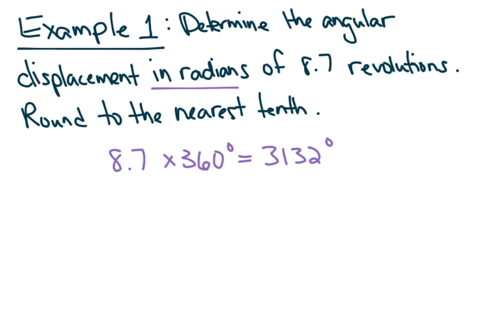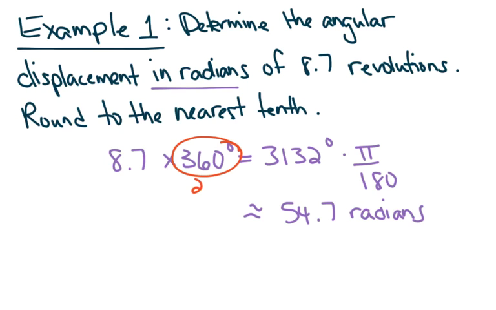But now we want to change this to radians, and we learned how to change degrees into radians by multiplying by pi over 180. So 3132 times pi over 180 is going to give you approximately 54.7 radians. However, there's a faster way of getting there because we know that 360 degrees is the same as 2 pi radians. So if you multiply 8.7 times 2 pi, remember, use the pi key in your calculator, you will still get 54.7 radians.